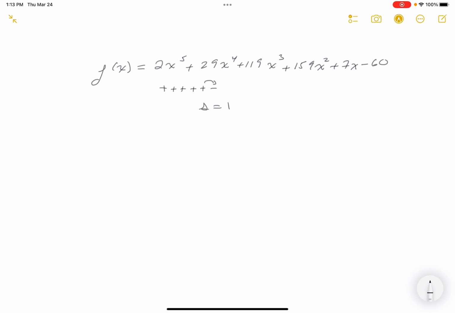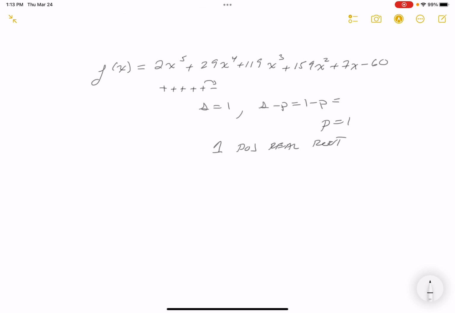So what does that mean? That means S minus P, which is 1 minus P, must be a non-negative even integer. Well, the only way that could happen is if P is 0, P is 1. What does this mean? I have one positive real root.